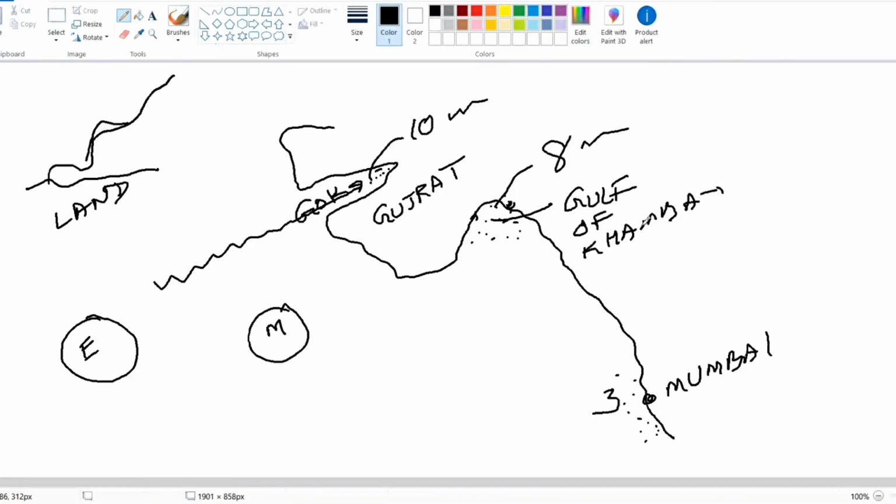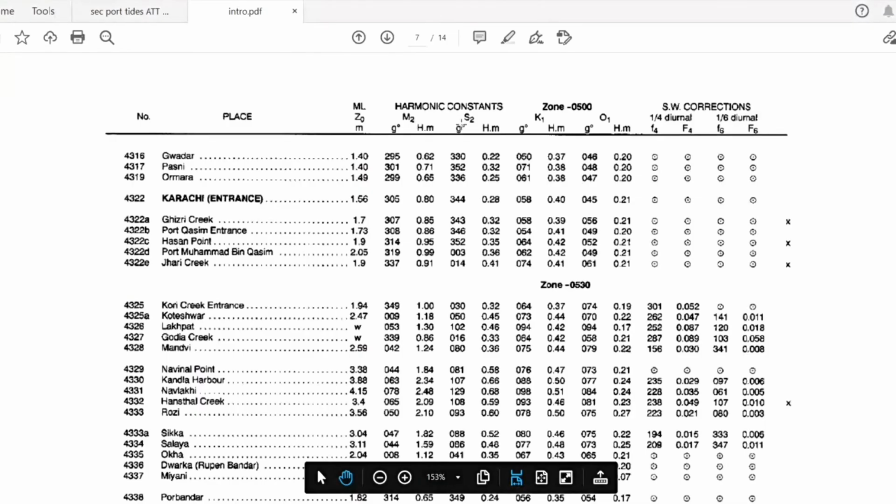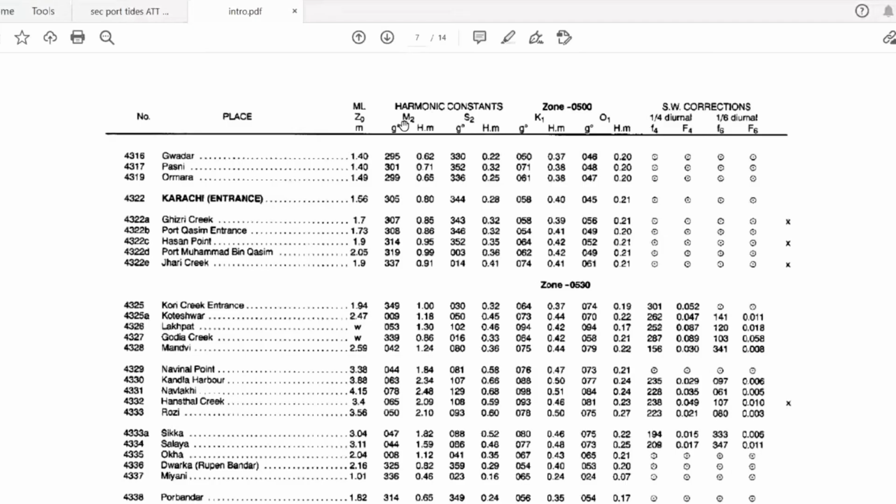So in our harmonic constant method, we have to take into account those F4, F6 values I was showing you. So this M2, S2 is what? Gravitational attraction, moon mainly, sun mainly, 2 high water, 2 low water. K1, O1 is what? Moon mainly, sun mainly, but 1 high water, 1 low water. So everything has got to do with the gravitational attraction. That means the distance of the body and declination of the body will be taken into account.